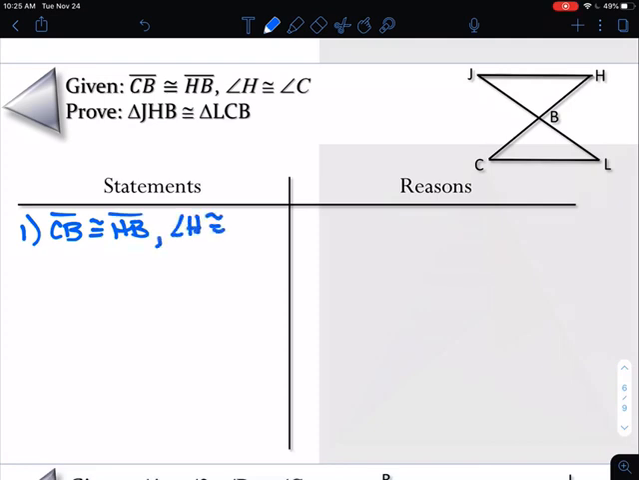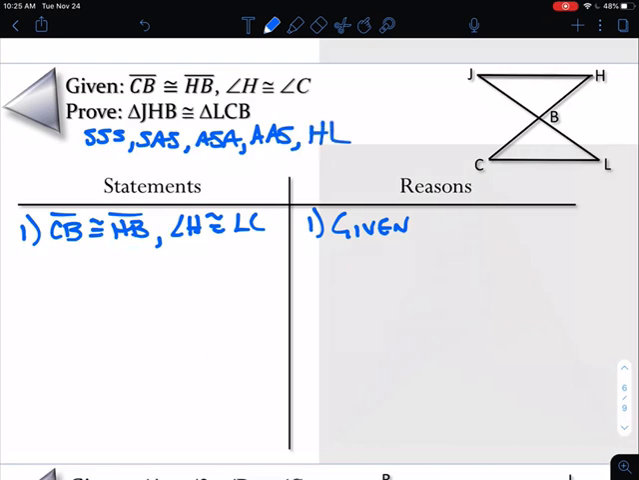And then we have angle H is congruent to angle C. Now, one thing I want you to be aware of here is that at this point, we actually have 5 shortcuts that are possible for these problems. So I could have SSS, I could have SAS, I could have ASA, or I could have AAS, or HL. So I've got 5 different options to choose from as I'm going through these proofs.